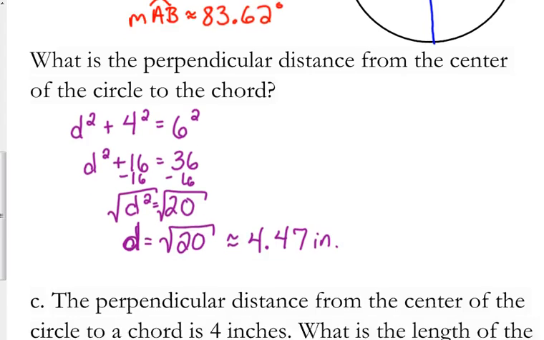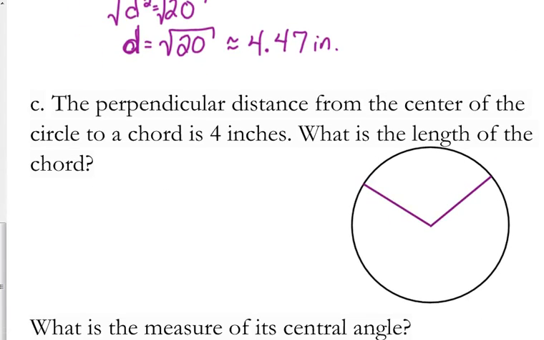Let's look at one more phrasing of this question. The radius is still 6. Okay, that has not changed. The radius is still 6 inches. This time, they tell us the perpendicular distance from the center of the circle to a chord is 4 inches. So it's close to the problem that we just had. But ours was a little bit greater than that. What is the length of the chord?